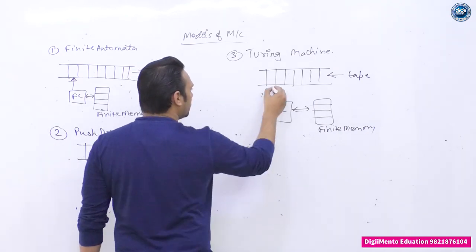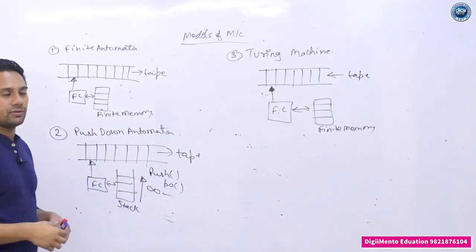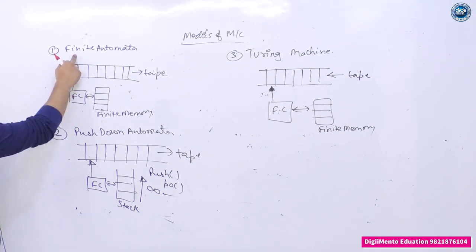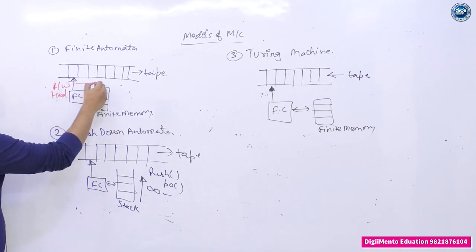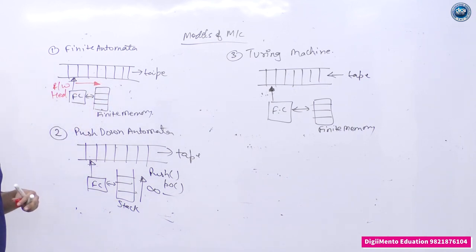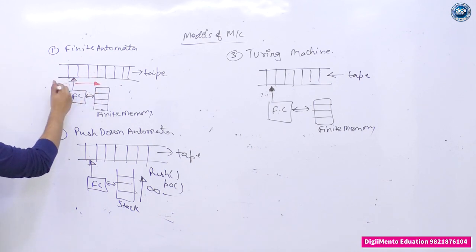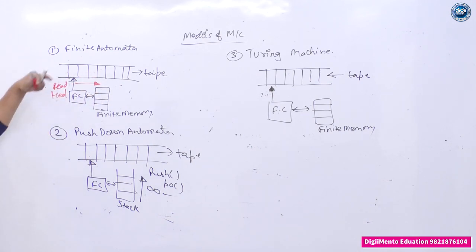And here, this special functionality in a Turing machine. What is the functionality? So look at it carefully. In a finite automata, this read-write head can go only in one direction, sirf ek hi direction mein ja sakta hai. And secondly, it is just a read head, not a write head. So it is just going to read the data from the tape. It is not going to write the data on the tape.